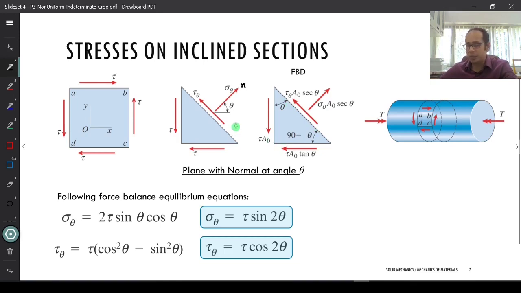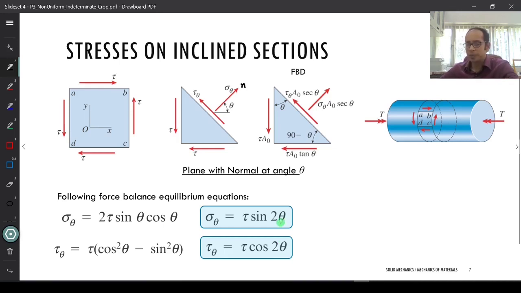In the end, for this kind of configuration, this sigma theta that you see over here boils down to tau sine 2 theta, and your tau theta, this particular shear over here, becomes equal to tau cosine of 2 theta. Now what can you decode from here?